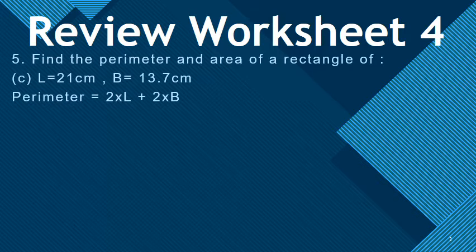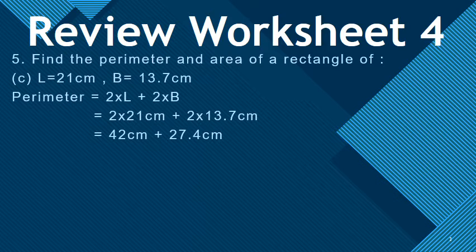So now we will put the value of L and B. So 2 multiplied by 21 centimeter plus 2 multiplied by 13.7 centimeter, which is equal to 42 centimeter plus 27.4 centimeter, which in turn is equal to 69.4 centimeter. So the perimeter of the rectangle of length 21 centimeter, breadth 13.7 centimeter is equal to 69.4 centimeter.